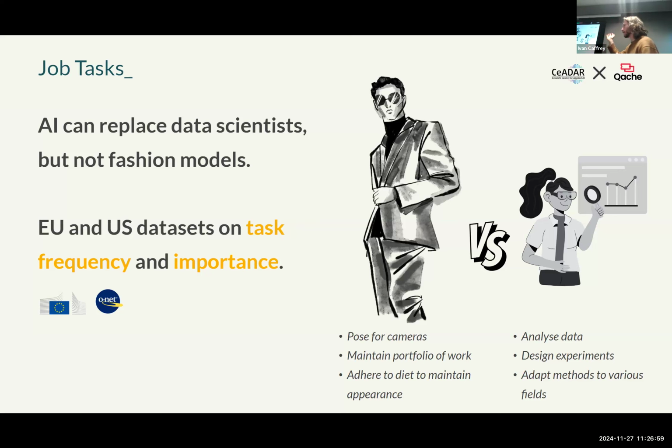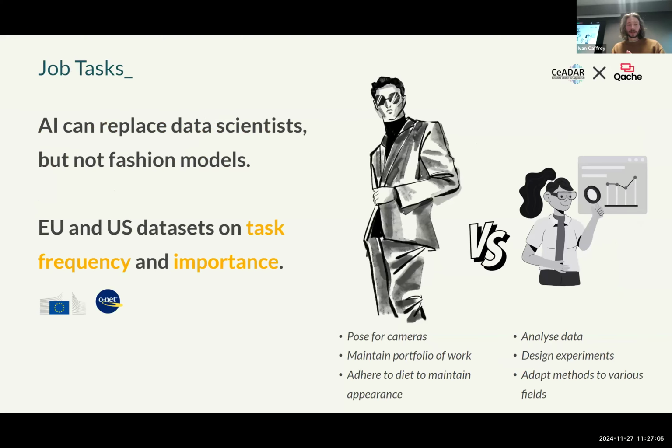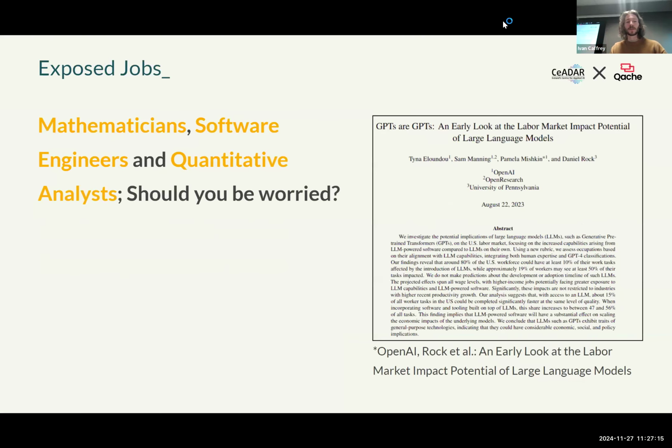But then obviously, so we said here, okay, we can be replaced by AI, but the fashion models can't. I should say as well, each of those tasks for all of those jobs in the economy are ranked for frequency and importance. So posing for a camera, you probably do that quite frequently if you're a model, and it's probably quite important to your job.